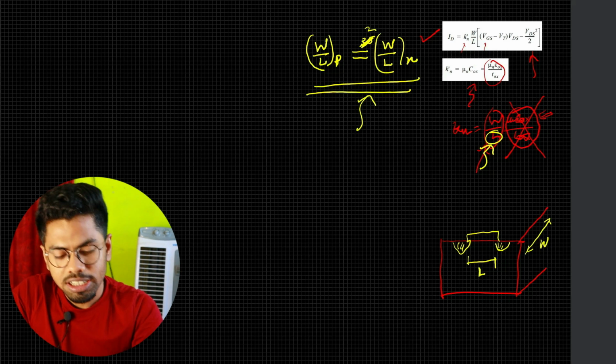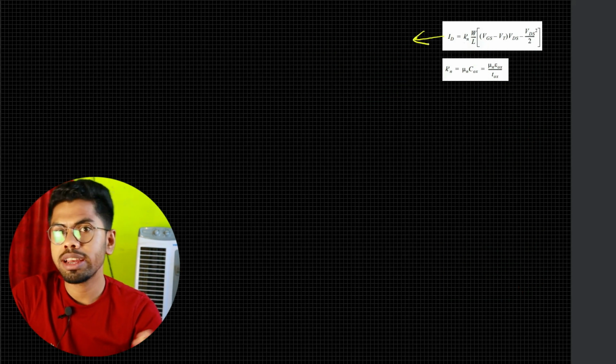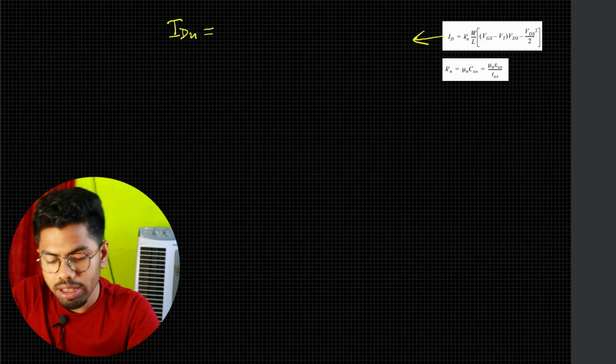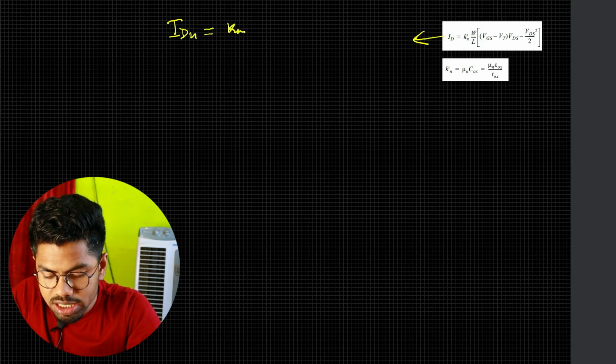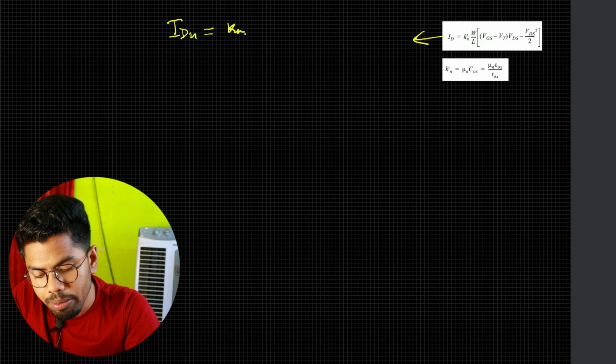So let's get started. Now let's write our current equation for NMOS and PMOS separately. I hope you can do it easily, but for you, let me write it quickly. Here I'll just subscript one N to differentiate it from our P.